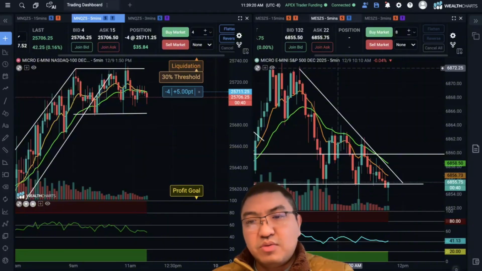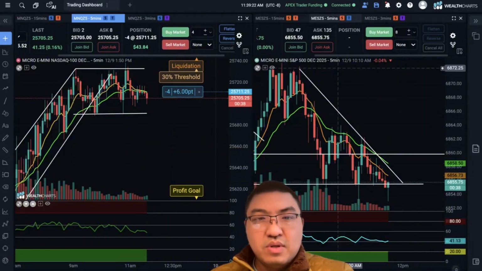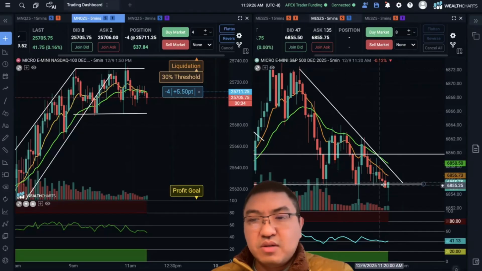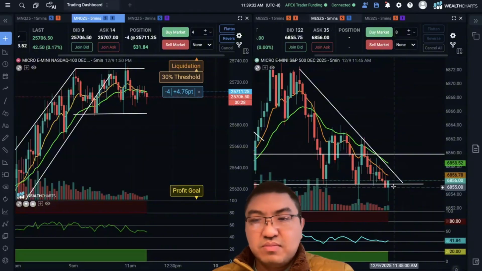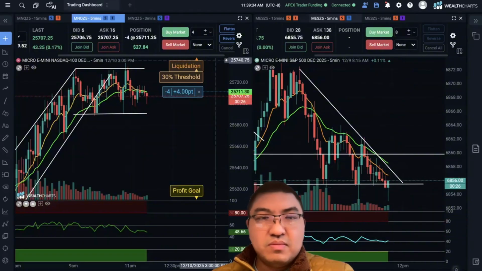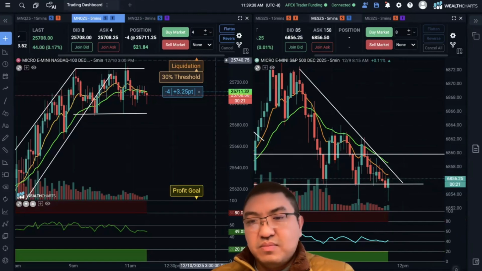Oh, yes, it resumes to the range. But it does not cover this, does not cover here, so it's still a retest. Oh, it covers. That's not good. Oh, it's a fake breakout, it seems.